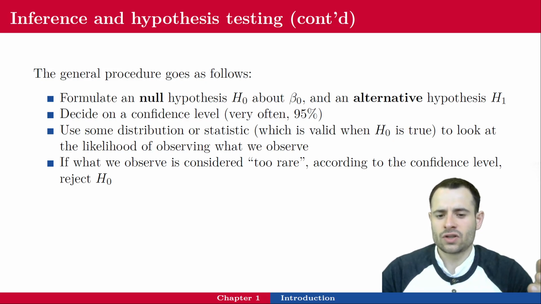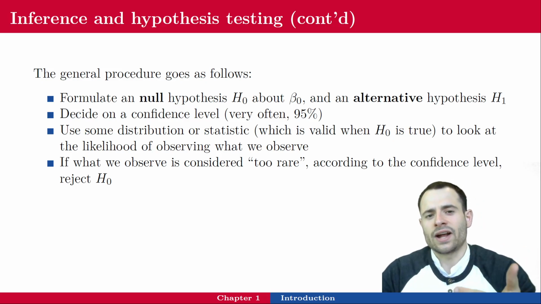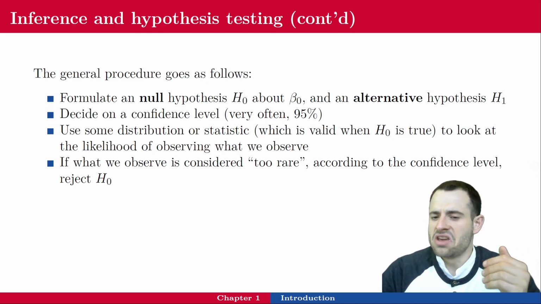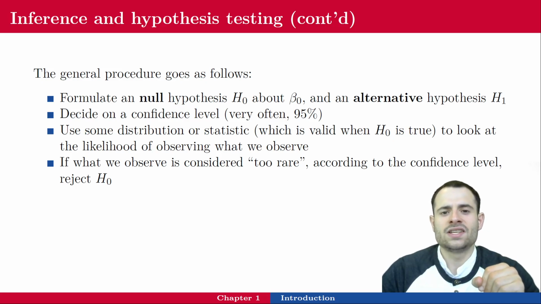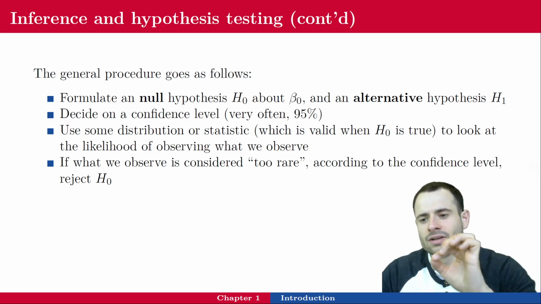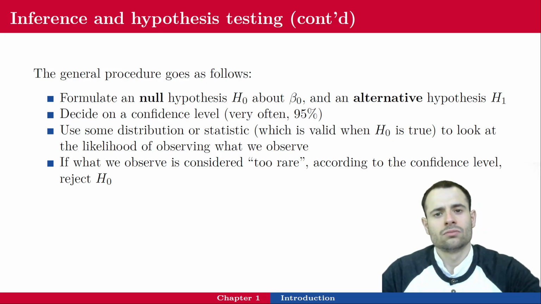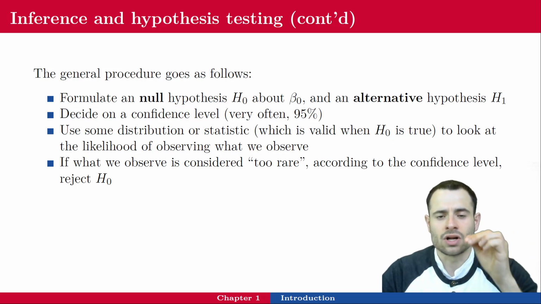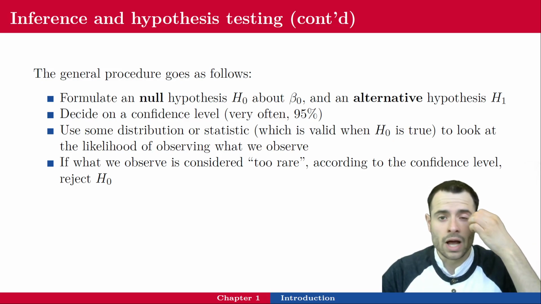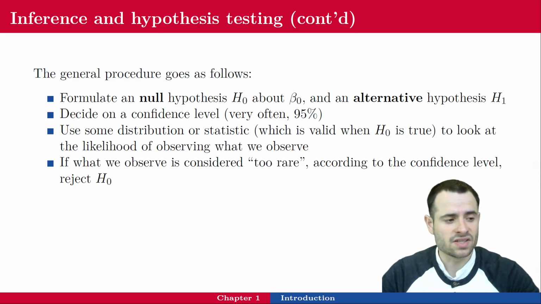This is what we conclude. So if we consider it too rare, according to the confidence level, then we reject H0. So we say it's not possible that beta 0 is equal to that. We don't necessarily accept the alternative. We are just saying this for sure is not true. Anything else could be true, but that is not. That's what I believe. And then you can move on to another hypothesis test.